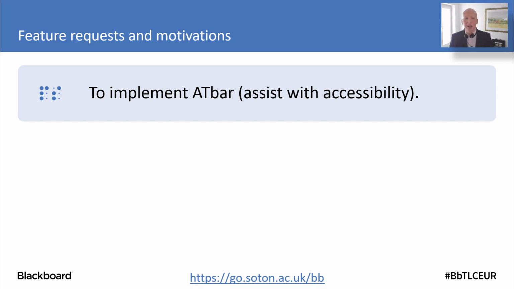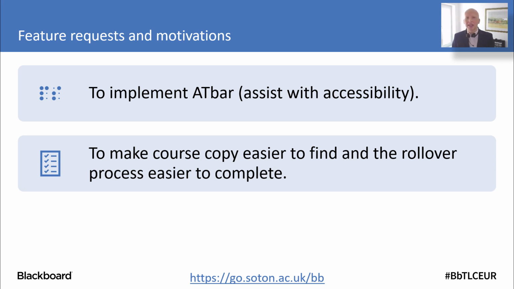We also had a couple of feature requests. Our humanities department wanted course copy to be easier to find. It was buried in the packages and utilities section of the control panel, and they wanted the overall rollover process to be easier to complete. At Southampton, new modules are created as empty courses, and staff are able to, if they wish, copy last year's course to the new year's course, what we call rollover, using course copy. But because it's something that our staff will tend to do just once or twice a year, it's very easy to forget. So our colleagues in humanities were looking to us to make this process easier.